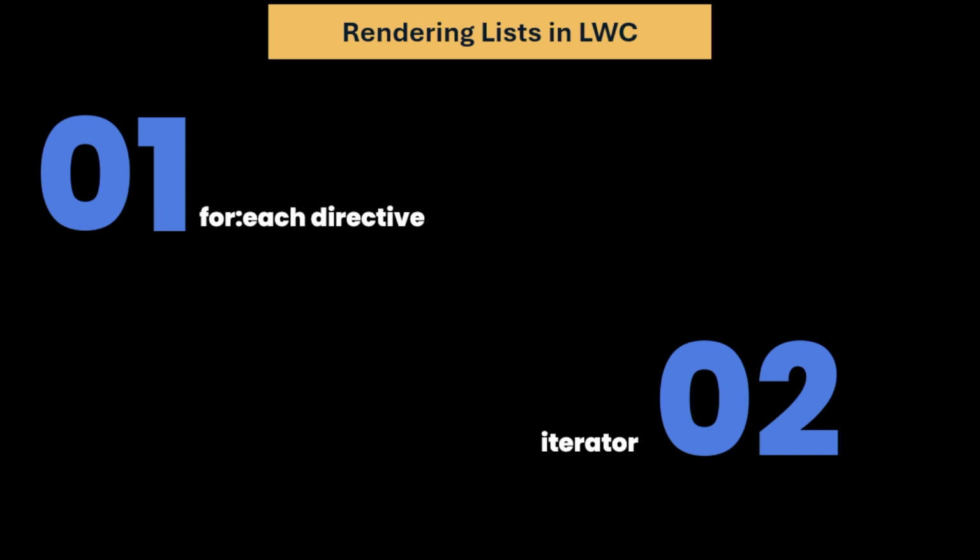Now moving on to rendering lists in LWC. Basically, we use the for:each directive in the case of a loop, and also the iterator for rendering the loop on the UI, right? So we'll also see the difference, which one to use more often and which one we can avoid.